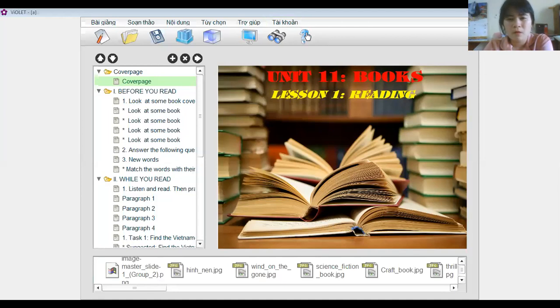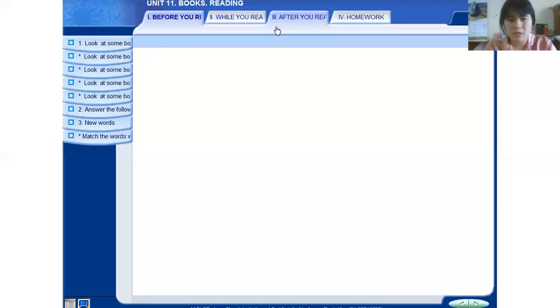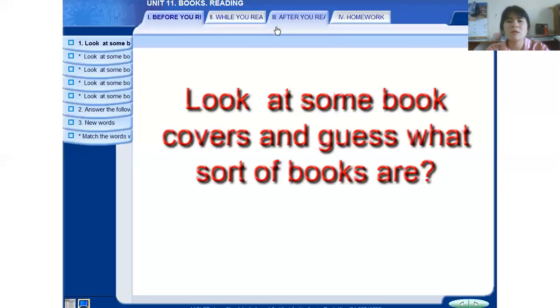Okay, the question for you to start: do you like reading books? Yes, right, some of you. So let's come to our lesson today. Now, look at some book covers and guess what sorts of books they are.